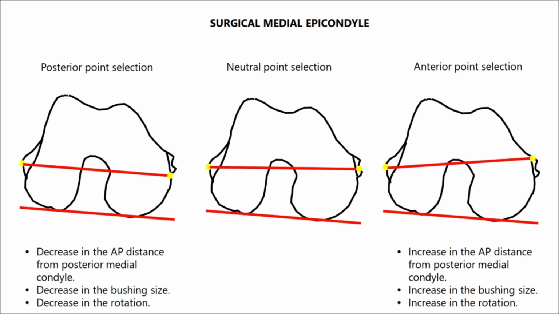smaller bushing being recommended. The distance between the medial epicondyle and the posteriormost point on the medial condyle is around 20 to 25 millimeters. An error in selecting this landmark is directly reflected to approximately the same amount in calculations. So, the precise selection of this landmark is mandatory.